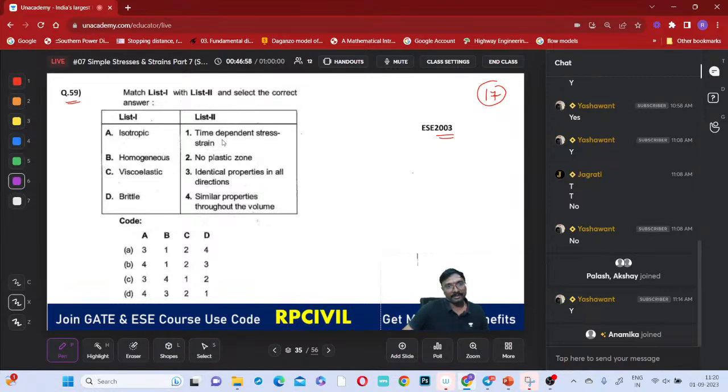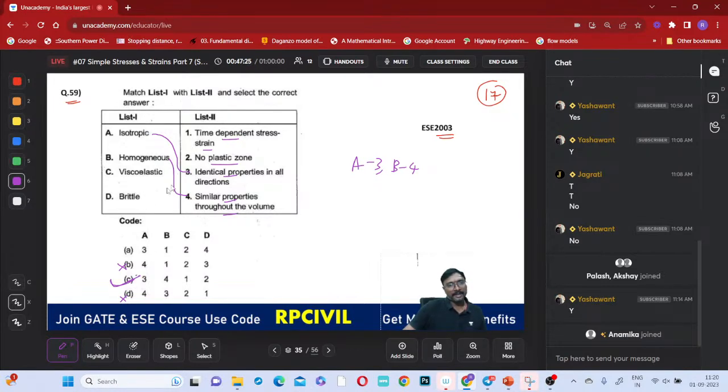Isotropic means identical properties in all directions. That is A3 matching. A3, how many options are there? A and C are there. D you can eliminate. Homogeneous means similar properties throughout the volume. That is your B4. A3 and B4, which option is matching? Option C is the only one matching.